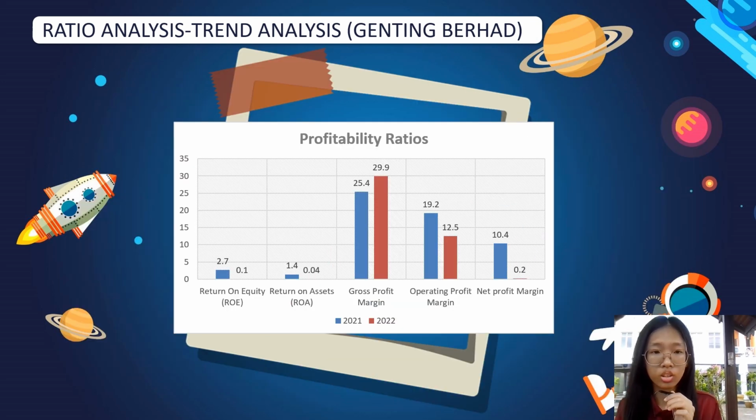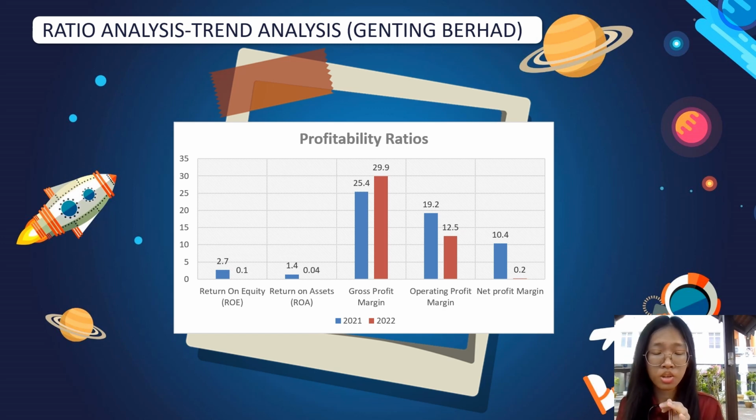Okay, now we continue with the profitability ratios. Return on equity, ROE, shows the data of Genting Berhad in year 2022, with 0.1, was decreased and almost suffered loss in their investment. Next, the return on asset, ROA, of Genting Berhad shows that it decreased from 1.4 to 0.04 in year 2022. So in year 2021 it obtained the expected benefit.